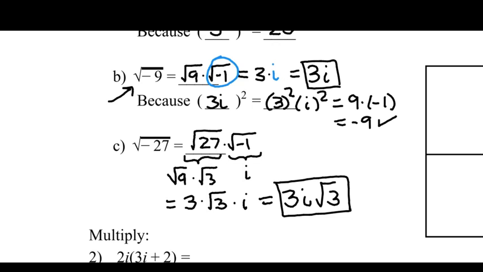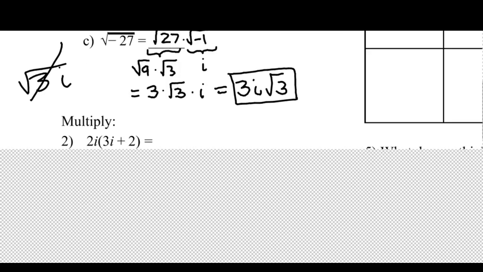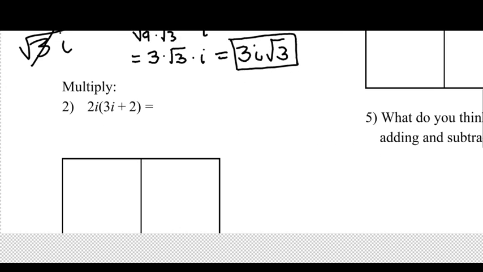So if it helps you, in case you might accidentally write it like this, I would recommend putting the i in the front because this is incorrect. So just rearrange it, put i in front of the radical, and that's our answer. Let's keep going. So now we're going to multiply.